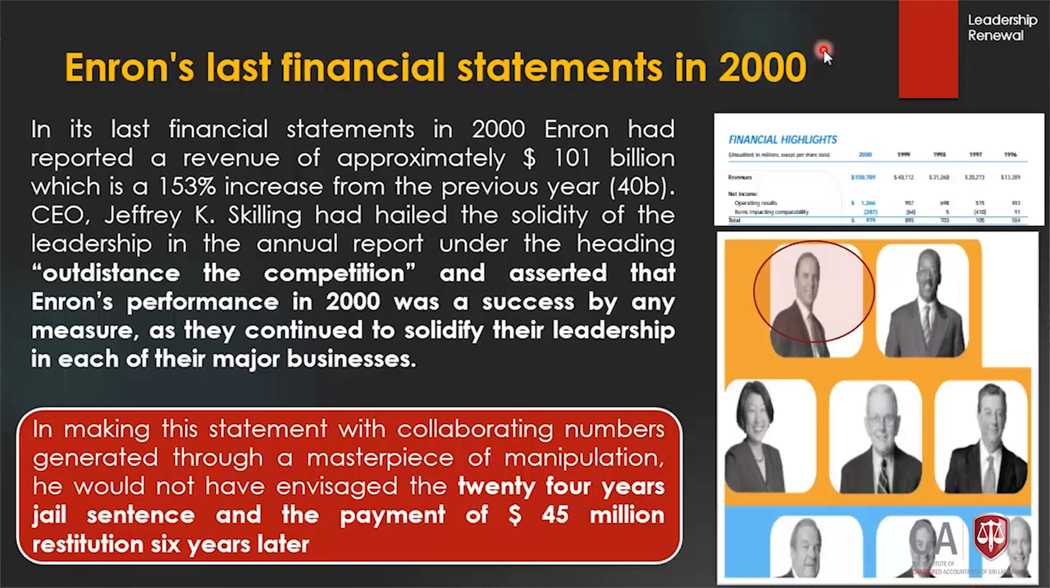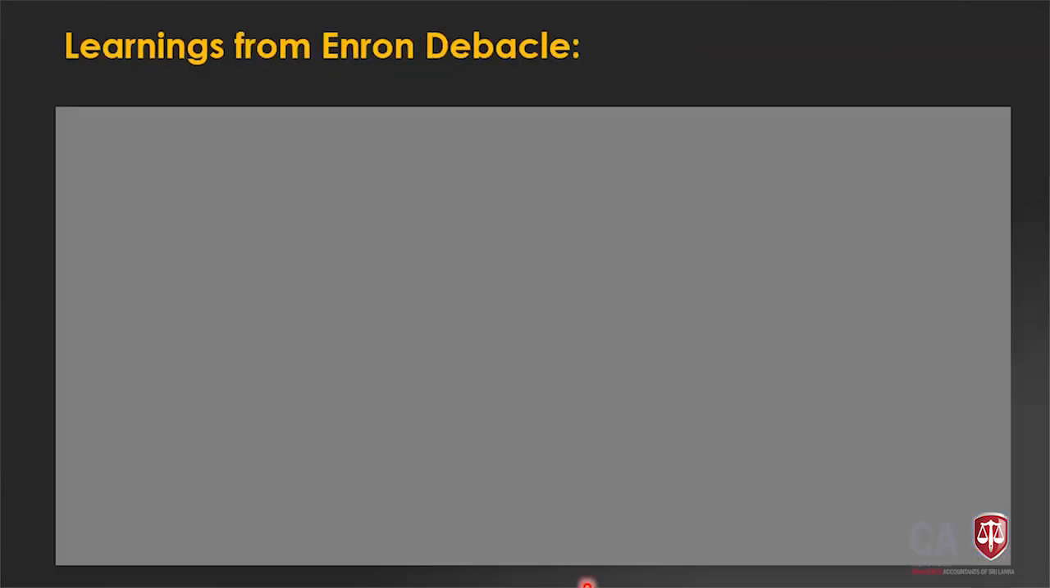See, their revenue has increased from 40 billion to 100 billion, and the CEO is commenting that we have been able to outdistance competition, right? No competition for us. But while making this statement, he was not aware that he was going to be in jail for many years, and the penalty that he had to pay was 45 million.